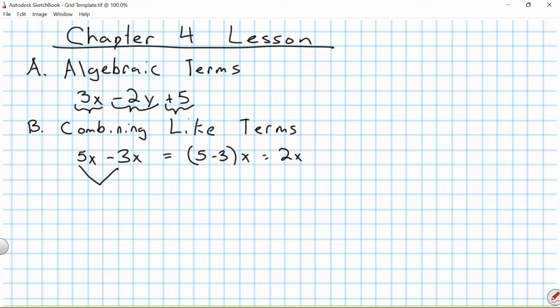On the other hand, just as a reminder from last week, if you don't have the same variable part, you cannot add and subtract those things, even if you have things that look like this. Like if I had 5x squared minus 3x, is this equal to 2x or 2x squared? No, you can't do that. It doesn't work.